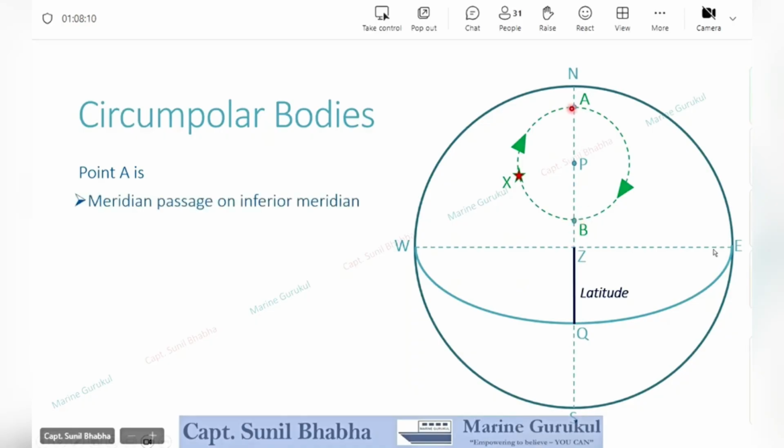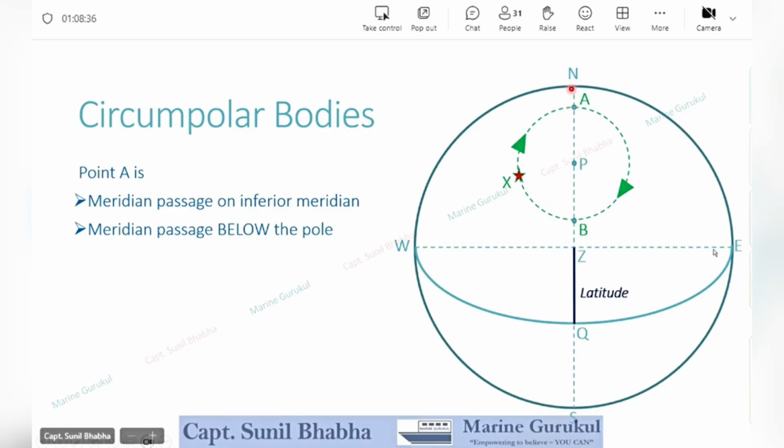Now point A is known as meridian passage on the inferior meridian. You can call it the meridian passage of the body on the inferior meridian, or you can also call it meridian passage below the pole. Now, why do we call it meridian passage below the pole? That also can be seen easily from this diagram.